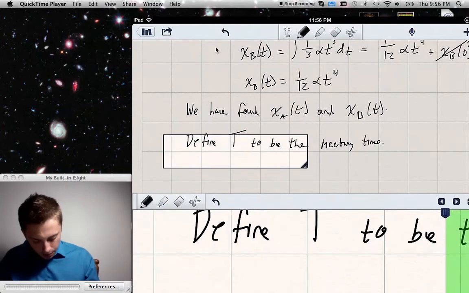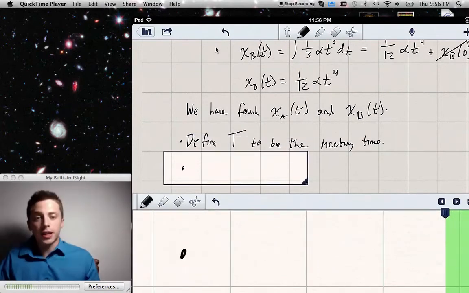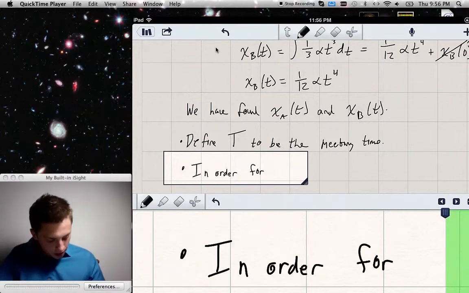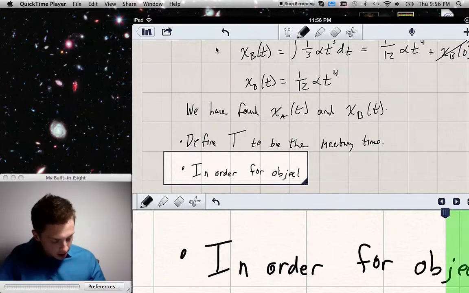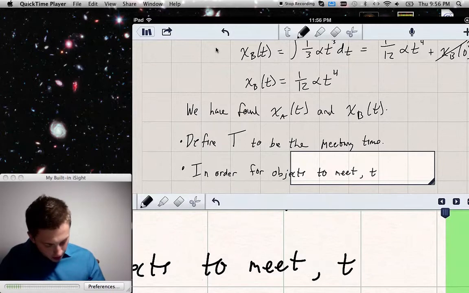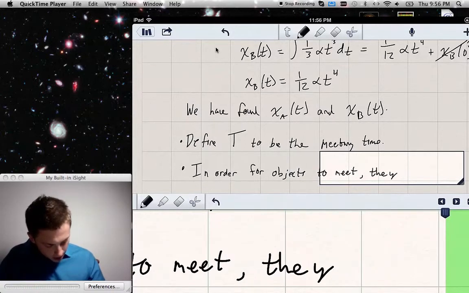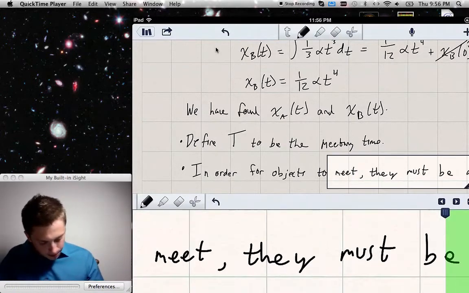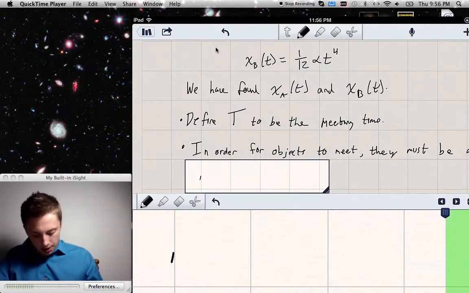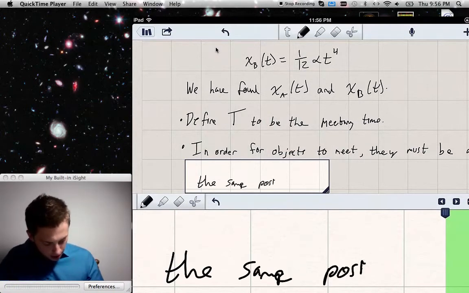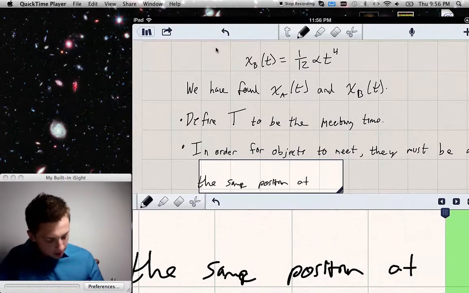Okay. One more fact we need to know to solve this problem. In order for objects to meet, they must be at what? The same position at the same time.